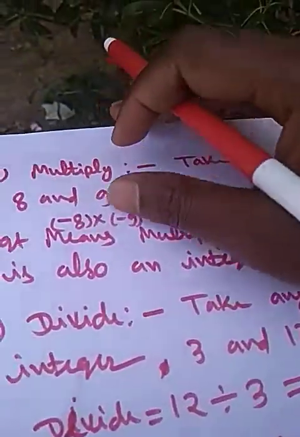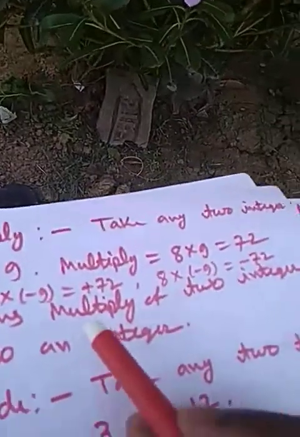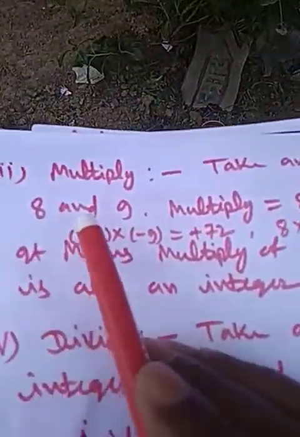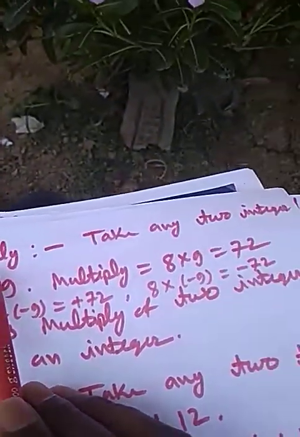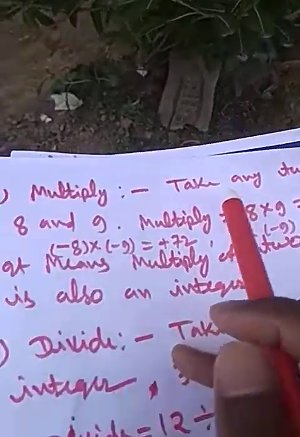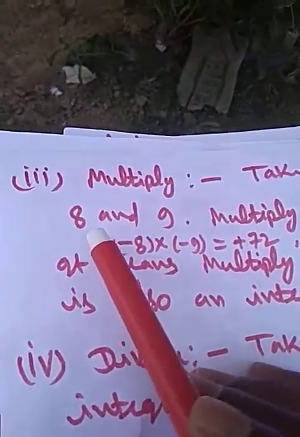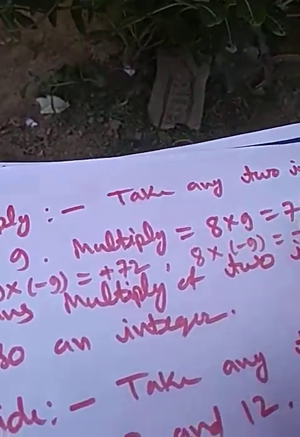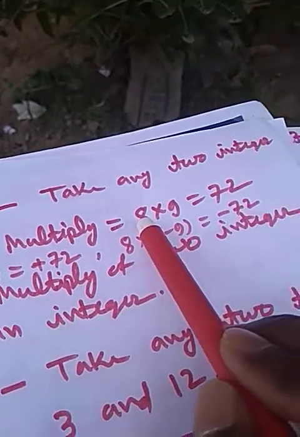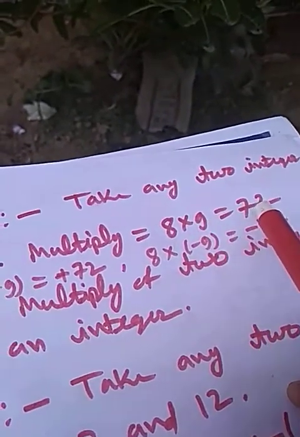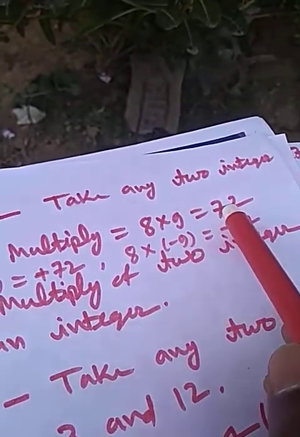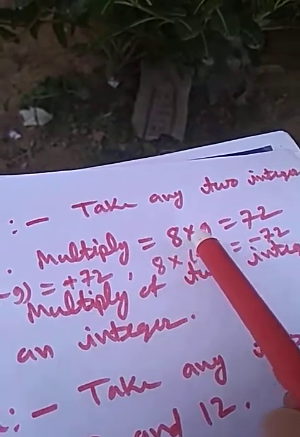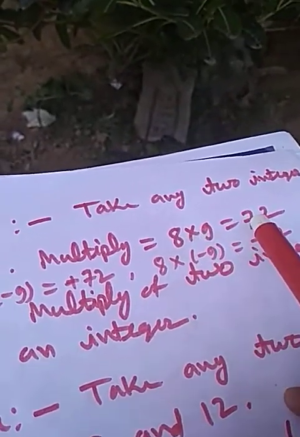Now third case is multiply. Now pay attention here. In the case of multiply, take any 2 integers like 8 and 9. Now multiply 8 multiply 9, that is 72. 8 is an integer, 9 is an integer, and 72 is also an integer. It means the multiplication of 2 integers is also an integer.